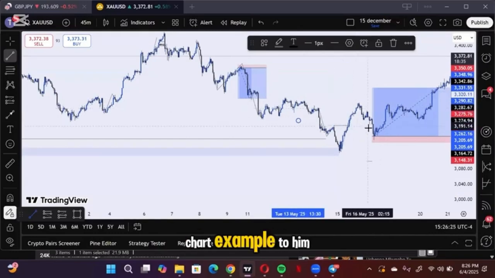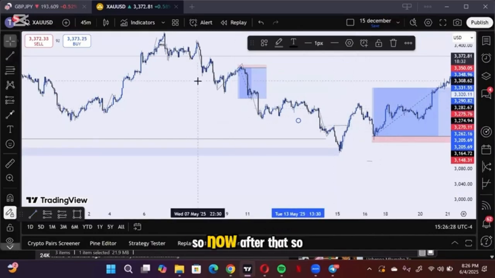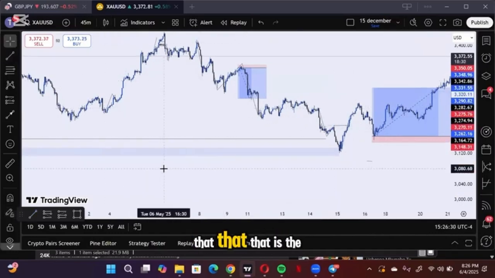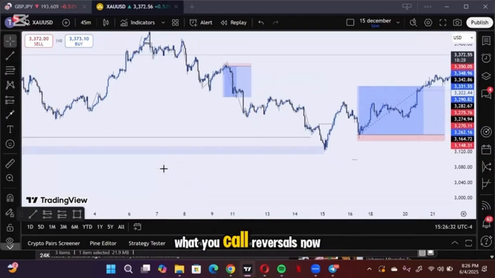So I gave the real chart example here. Now, after that, that is the one for trading reversals. Aside from that, there's also a strategy that we use in trading continuations.